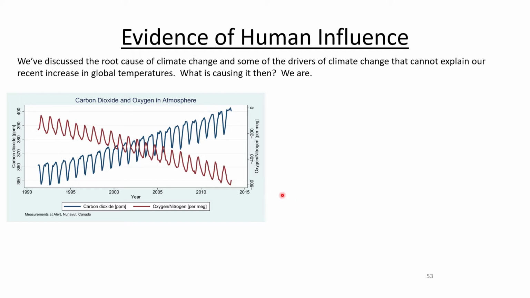So if we look at this briefly, let's break it down. Carbon dioxide and oxygen in the atmosphere. We have two y-axes. Over here on the left, we've got carbon dioxide in parts per million, so one molecule of carbon dioxide in a million molecules of atmosphere. 400 parts per million is what we're looking at here on the top right.